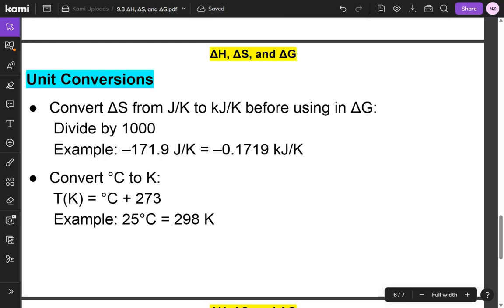To convert our delta S from joules to kilojoules, we're just going to divide that value by 1,000. In our previous example, we had joules per Kelvin, so we just divide that by 1,000 to get our value in kilojoules per Kelvin. To convert our degrees Celsius to Kelvin, we are going to take our degrees Celsius and add 273 to get our Kelvin.